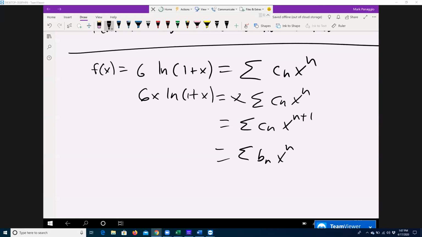Okay, because I don't need to have the x in the derivative. I can just pull that out and then just do 6 ln of 1 plus x, and then at the very end, after I get my power series, just multiply that by x. Right. If you know what ln of 1 plus x is as a series, it's very easy to find the series for x times the log. Okay.